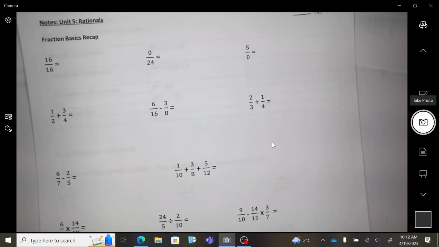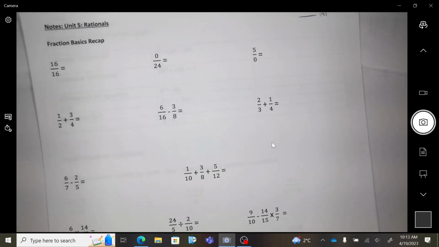So rationals is the unit that deals with how to do math with fractions. And we're going to warm up with just number fractions, but obviously we're going to get into complicated fractions that have variables in them. Okay, so let's get some rules here.